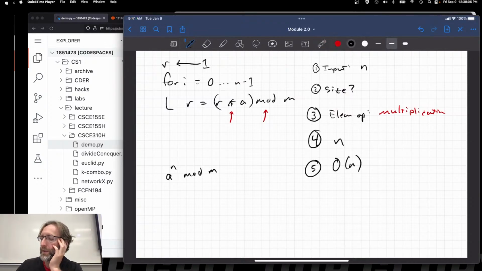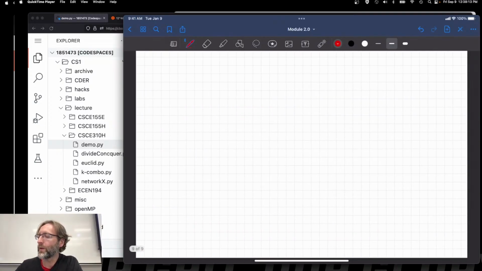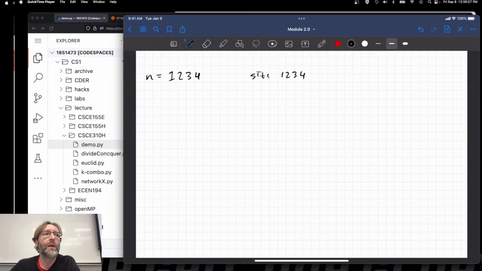The answer lies in the second step that we skipped here. What is the input size of a number? Do we remember this? If I say 1, 2, 3, 4, and n is that, do I say that the size is 1,234? Did it take me 1,234 symbols to write that down? No. How many symbols did it take me to write that down? 4.